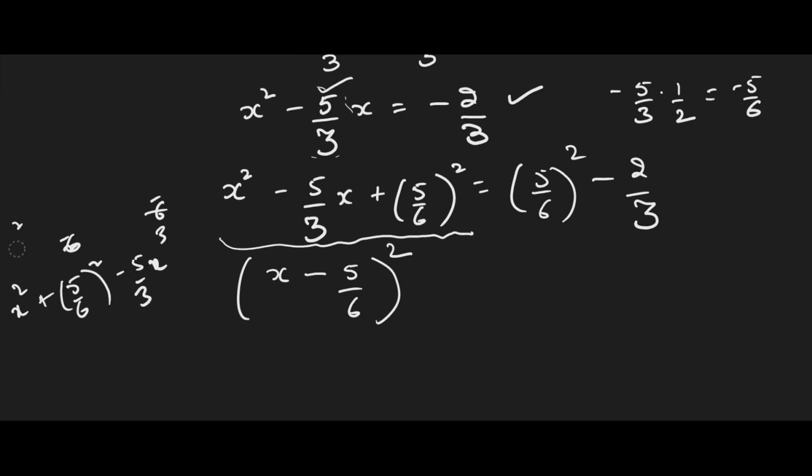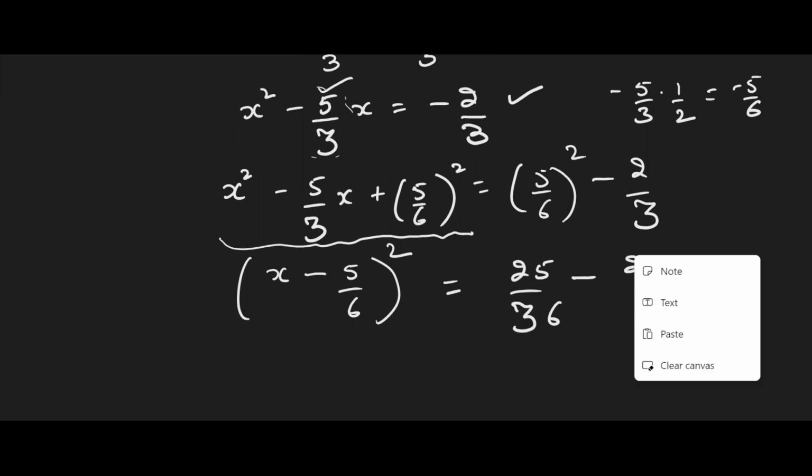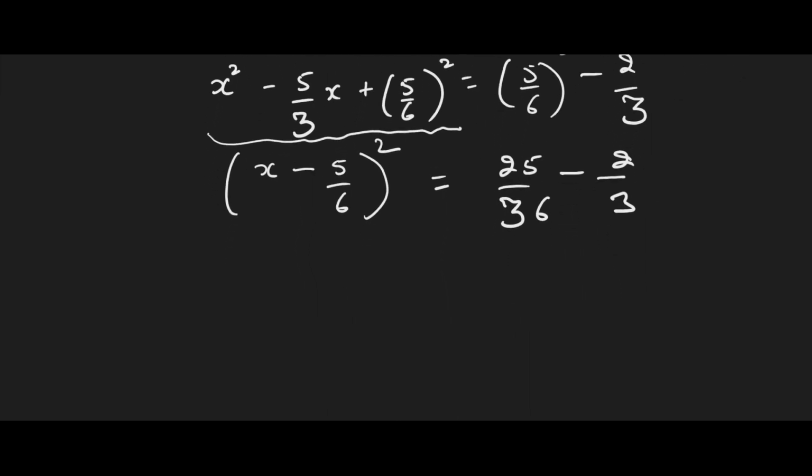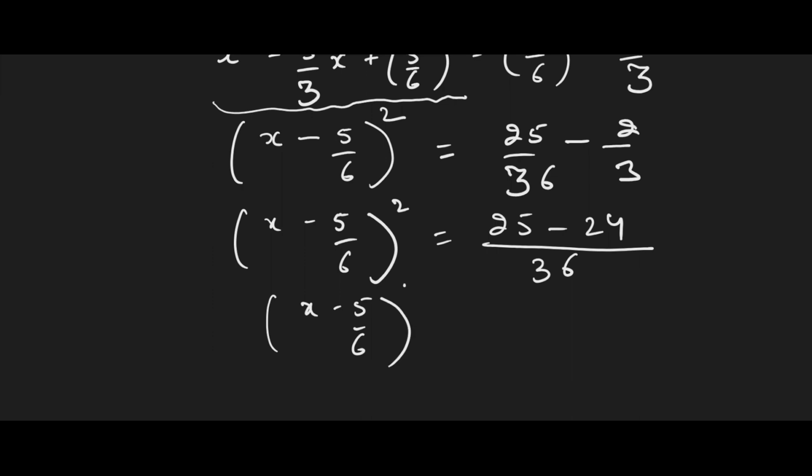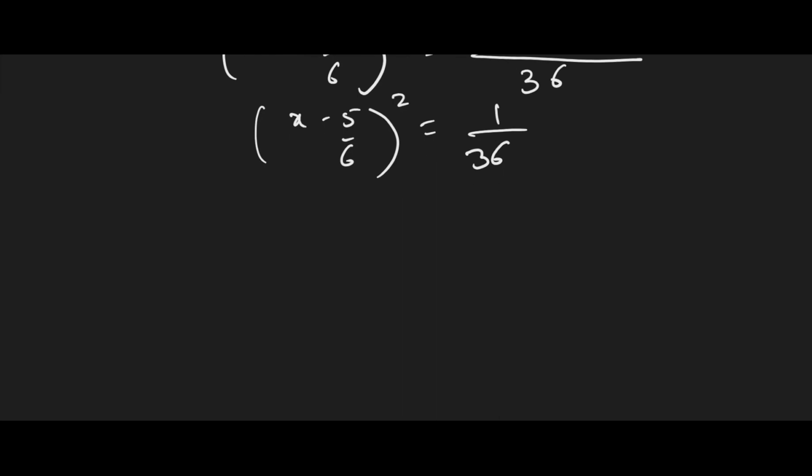So therefore, we don't need it. So let's solve the right hand side. This is 25 by 36 minus 2 by 3. Okay. Let's keep on solving. Take the LCM as 36. This is 25 minus 24, 1 by 36. Therefore, we get x minus 5 by 6 as plus minus 1 by 6.